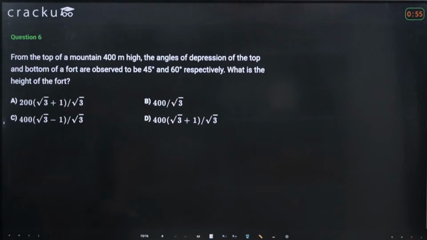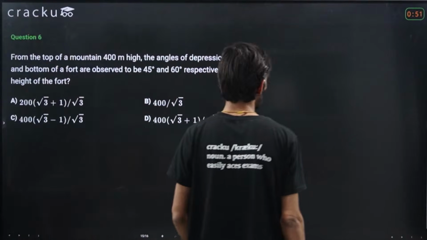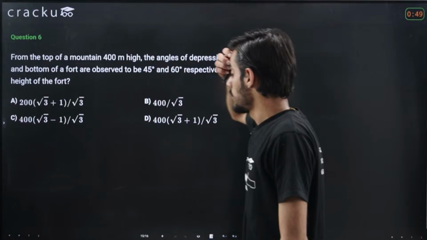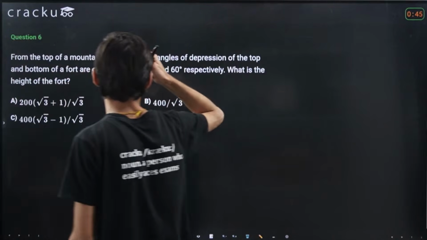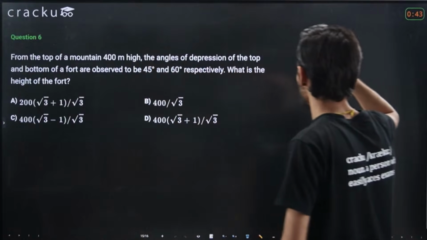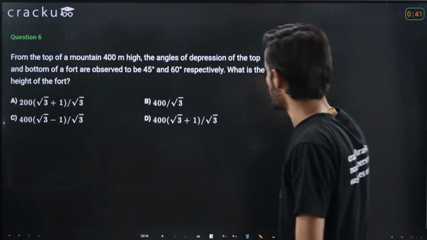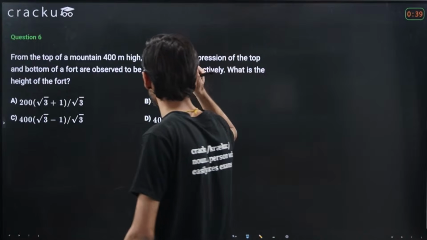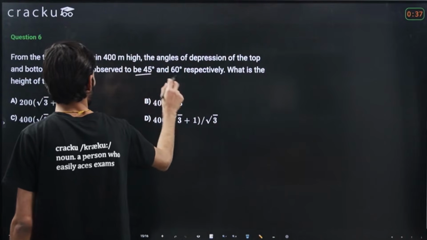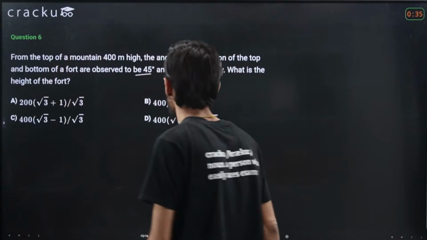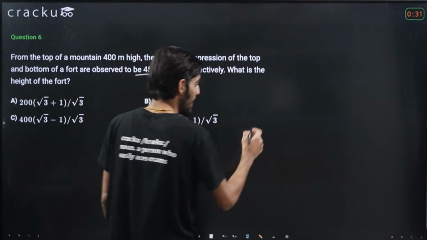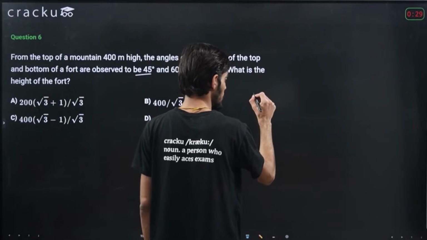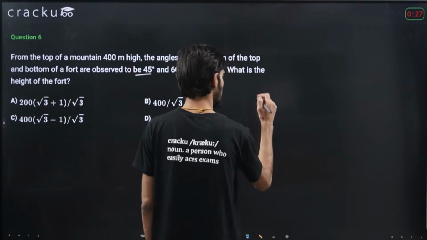Okay, let's start solving this question. I have given enough time for this question, right? So from the top of a mountain that is 400 meters high, the angles of depression of the top and bottom of a fort are observed to be 45 degrees and 60 degrees respectively. What is the height of the fort? Again, we need to first frame the diagram.